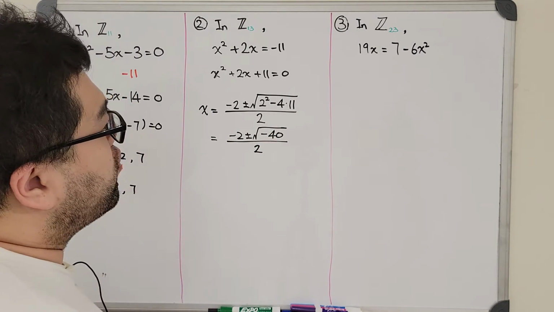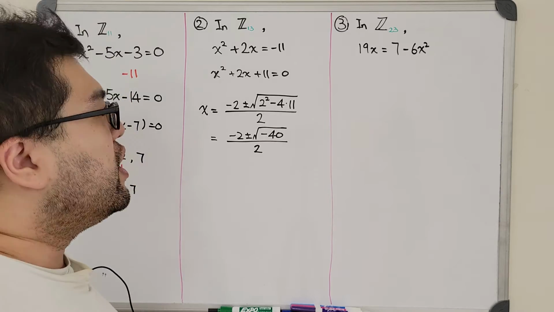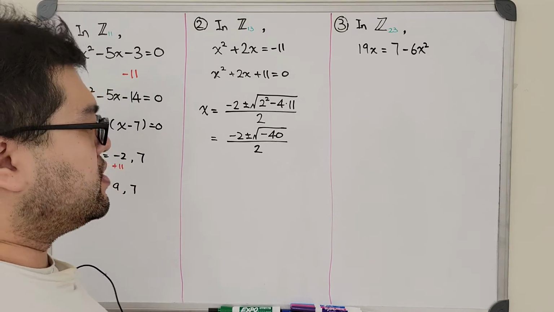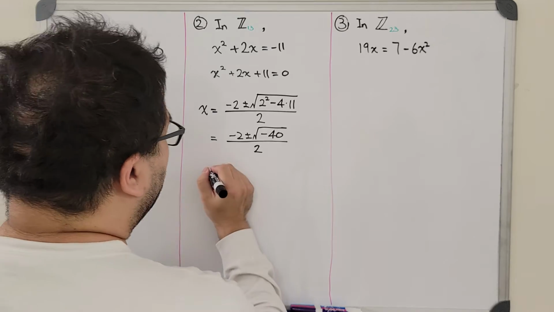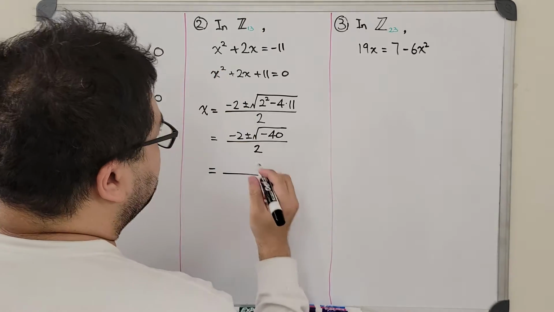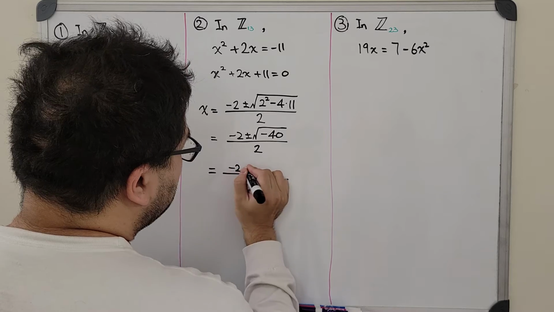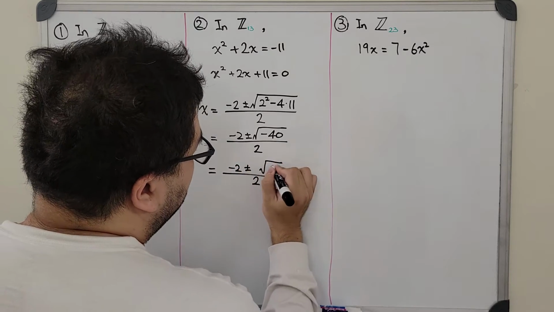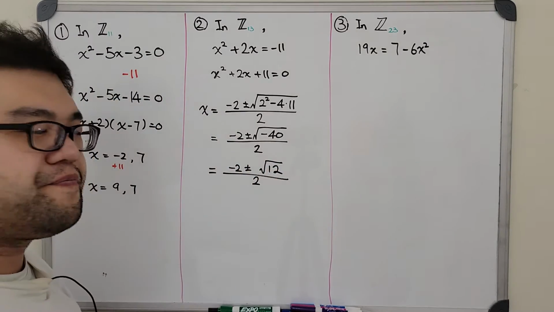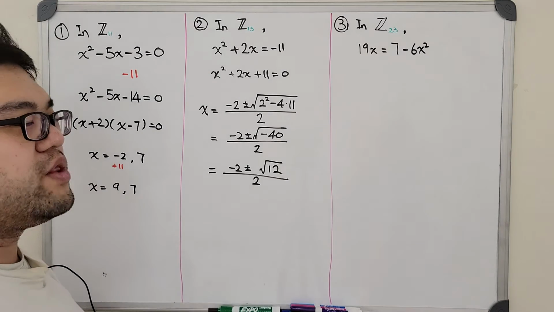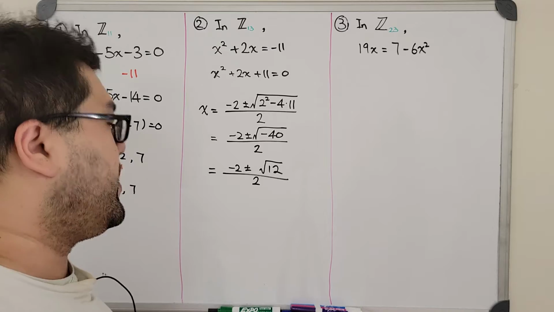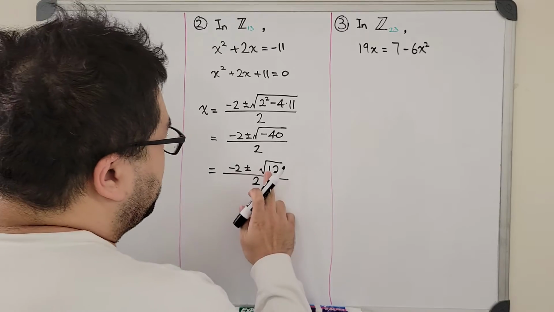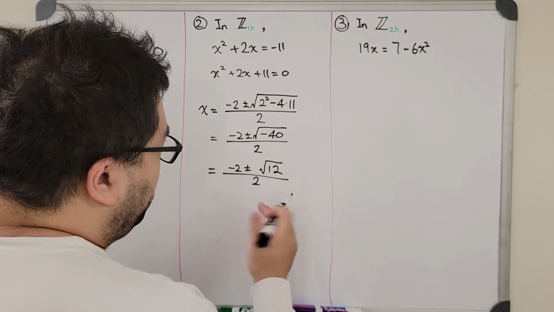And we know that 40 has a remainder 1 after we divide by 13. So -40 will be equal to -1. But what's -1 in Z13? Right, it will be +12. And again, what we can do is we just need to add 13 to turn it into positive and find the remainder parts. So what would be the square root of 12?